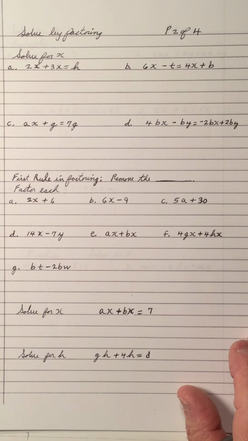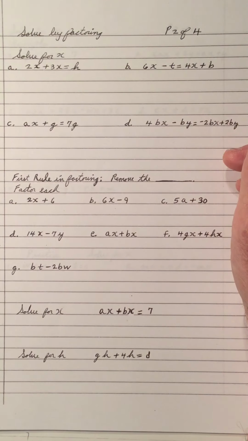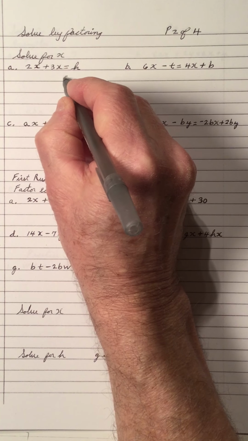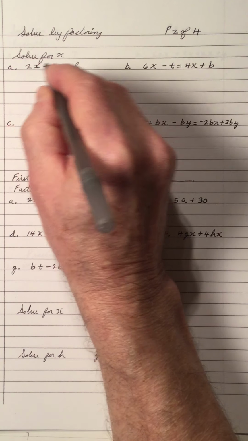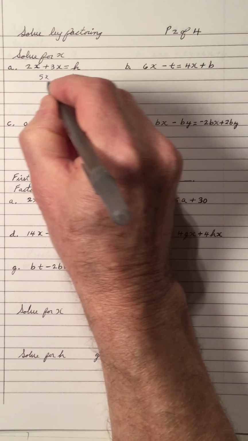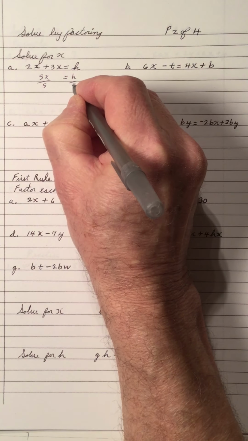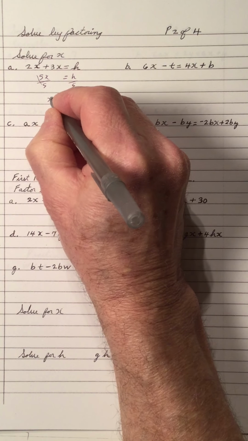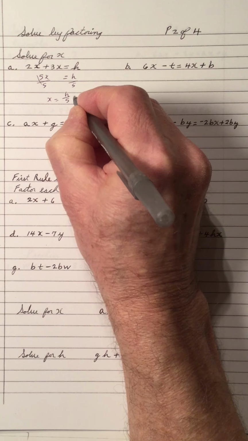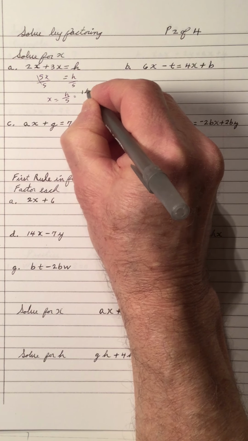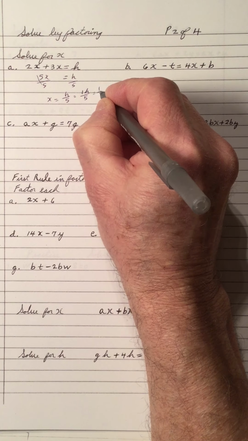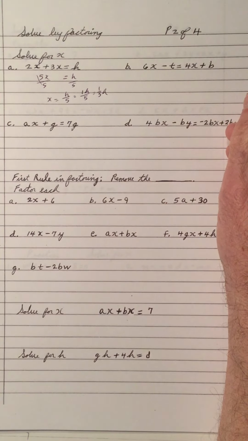Well, first of all, let's solve the four of these as we did before. So we keep the x's on the left side. So we add, we get 5x = h. So we divide by 5. The 5 cancels. x equals h over 5. Or we could say that's a 1h divided by 5 because 1 times h is h. Or we could call it 1/5 h.